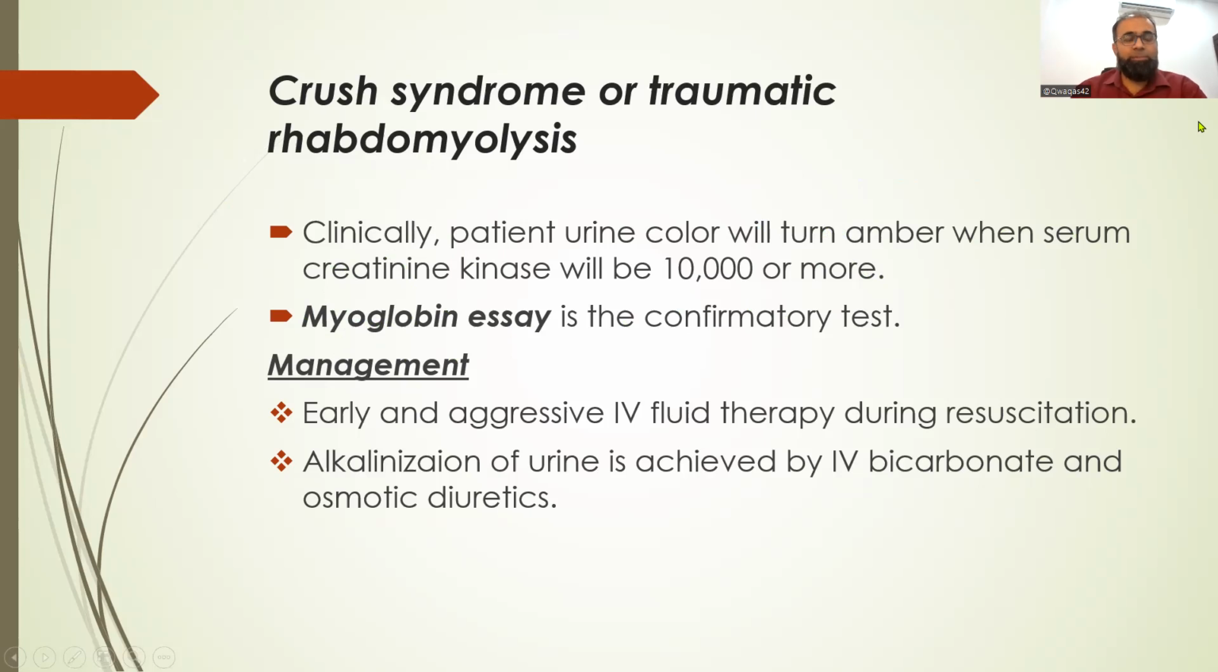What's the management plan? So, aggressive IV fluid. If something is blocking your kidney, then you have to flush it out. So you will give aggressive fluid. You will keep the CVP line. You will check the blood pressure. You will keep him hydrated so that urine output is good. Okay. And you can also alkalize the urine. That is achieved by giving bicarbonate and osmotic diuresis.